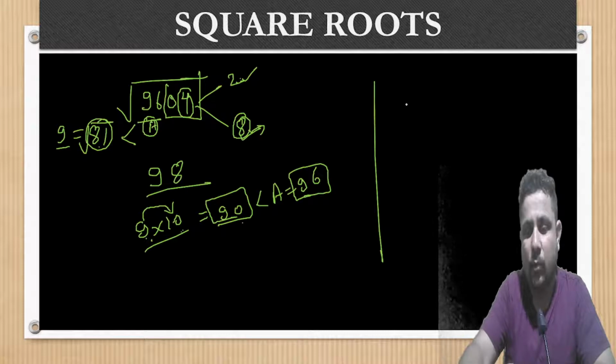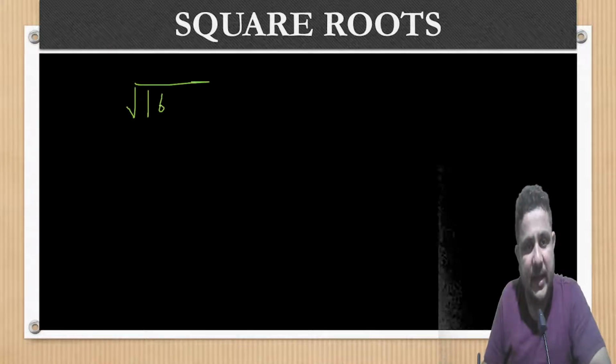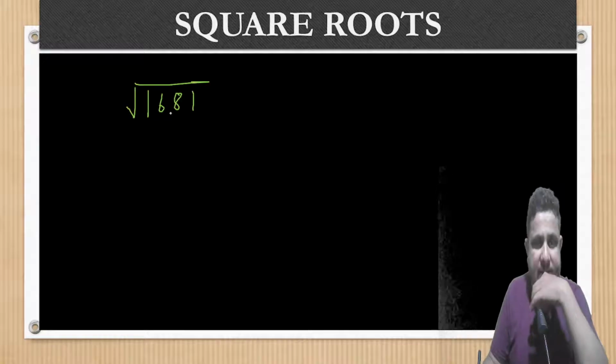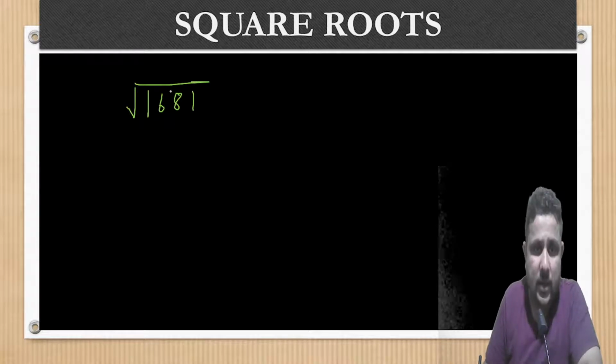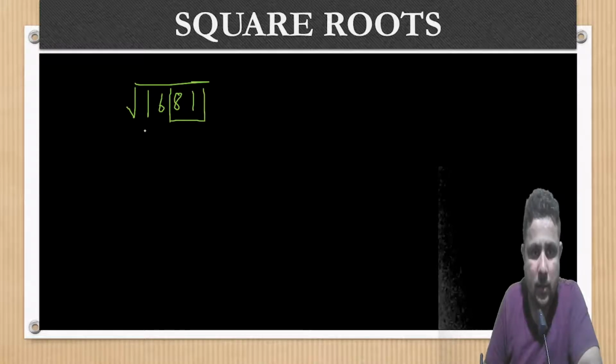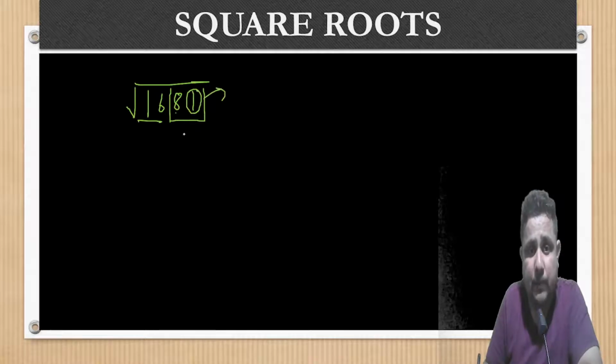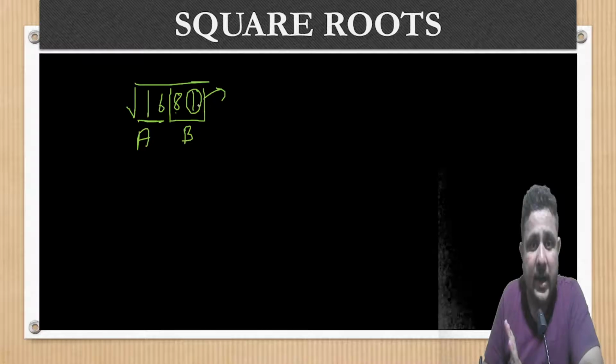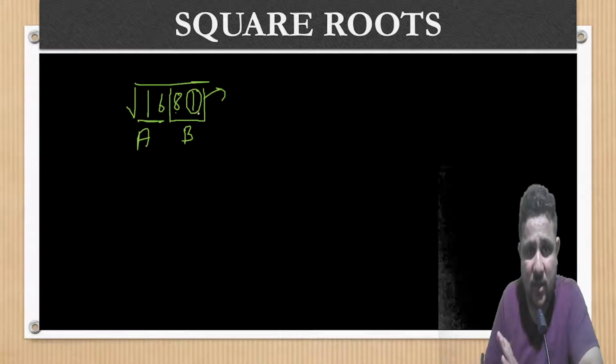Now take one more example here. 1681. I'm giving you one more example. The last two digits are 81, but you're going to focus on only the unit digit. Part B is 81 and the rest of the part will be part A. Clear? Now in 81, 1 is there, which is most important. So just focus on that.